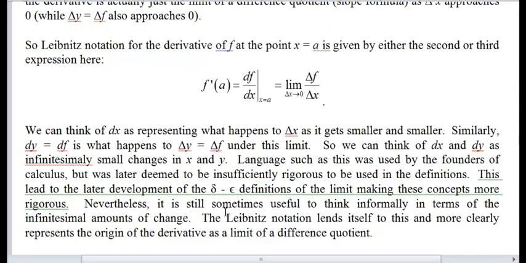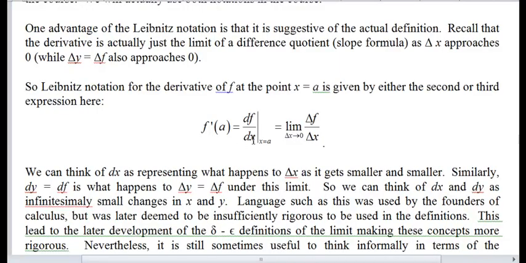Now, this is not really exactly formal language. This is kind of a fuzzy way of saying it, and because of this type of language, which was used by some of the founders of calculus, it led to some problems with making it rigorous enough. Later it was deemed an insufficiently rigorous way to think of it, and that's when they came along with the delta and epsilon definition of limits to make these concepts more rigorous and make the foundation of calculus firm. But nevertheless, it's somewhat suggestive in the notation, and it's another way of looking at it that's helpful.